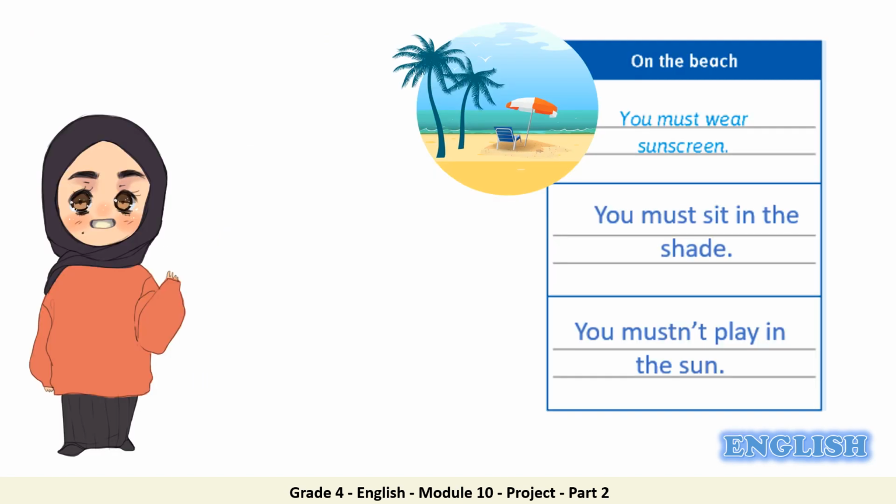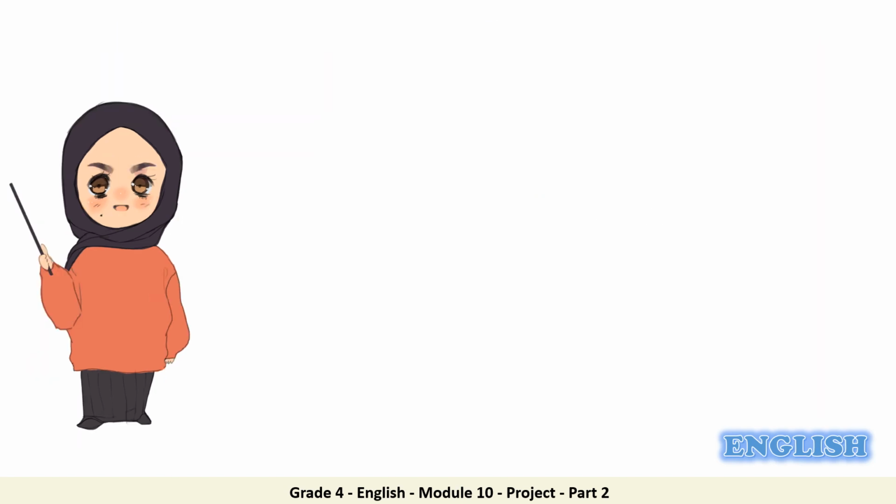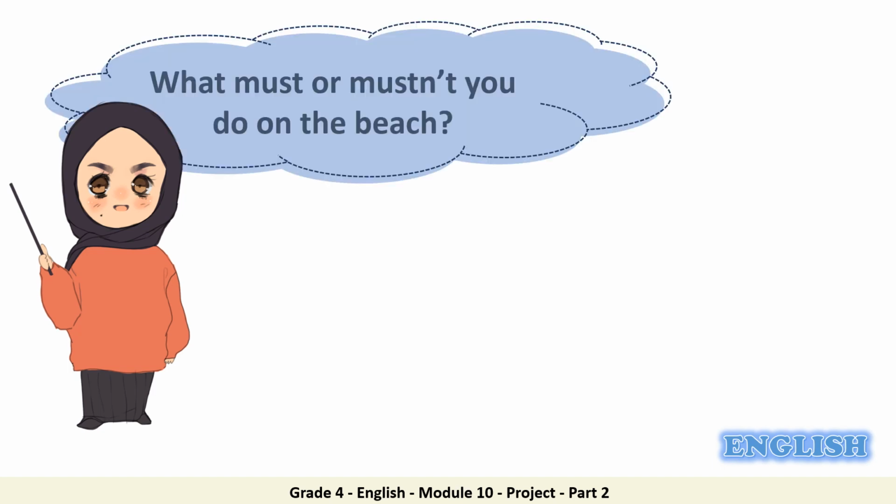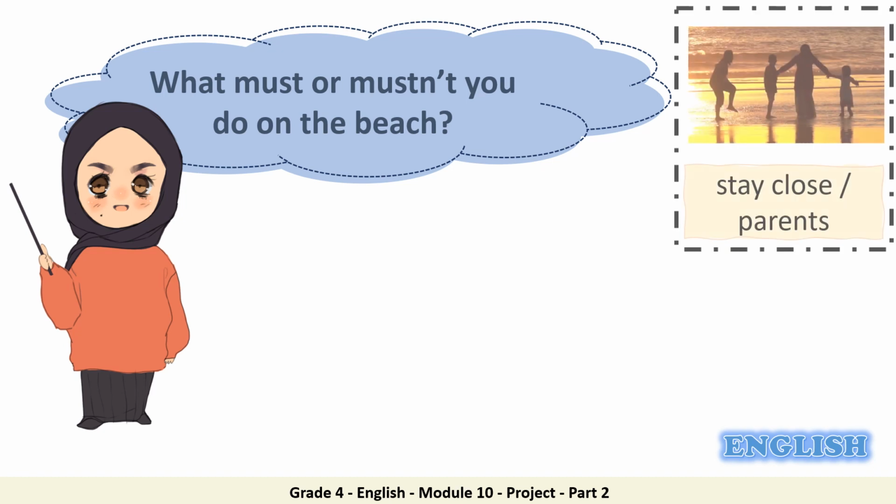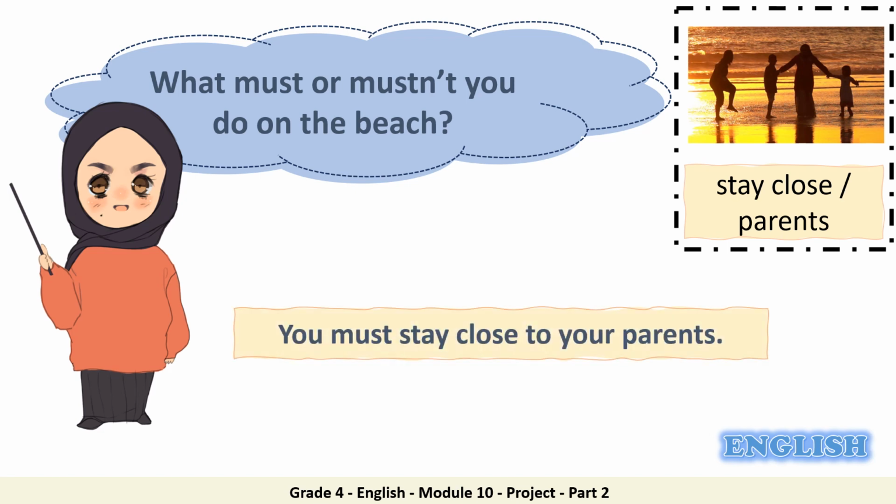Now from the previous activity, we have 3 rules that you need to follow when you are on the beach. Help me now to give more ideas. Now read my question with me. What must or mustn't you do on the beach? Look at the picture. Read what's under it. Stay close. Parents. So what do you think? You would say, you must stay close to your parents. Good job.